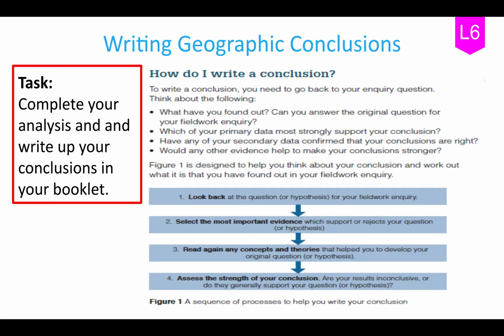Looking back at our evidence, then we're going to select our most important evidence. We can't use everything that we've collected, but we can use specific points that help to link to our hypothesis. We're going to look back at any theories or concepts that helped us with our original question, and then we're going to decide, okay, we've got a conclusion. We were either right or we were wrong. Are we confident that we are really, really right? Or do we think there were maybe some problems with our data, or maybe not quite enough evidence to prove this right or wrong?